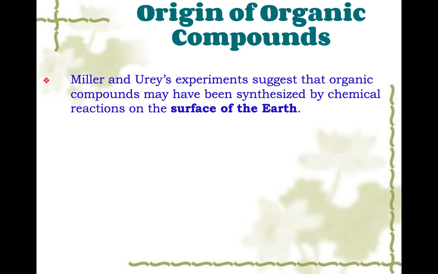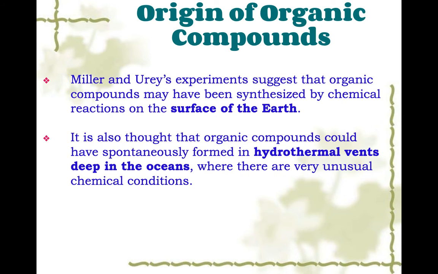Amino acids are what make up proteins. Miller and Urey's experiments suggest that organic compounds may have been synthesized by chemical reactions on the surface of the Earth that was experiencing those harsh conditions. It is also thought that organic compounds could have spontaneously formed in hydrothermal vents deep in the oceans, where there are very unusual chemical conditions.